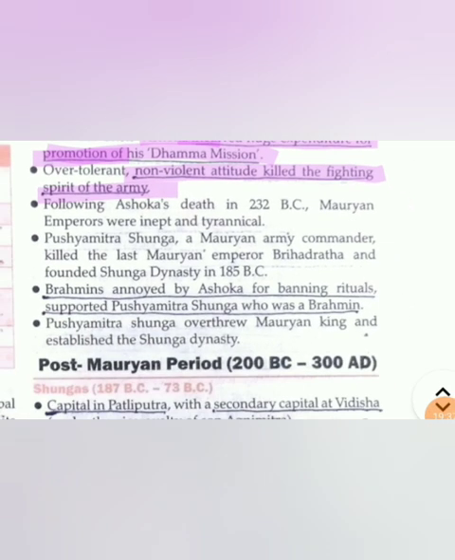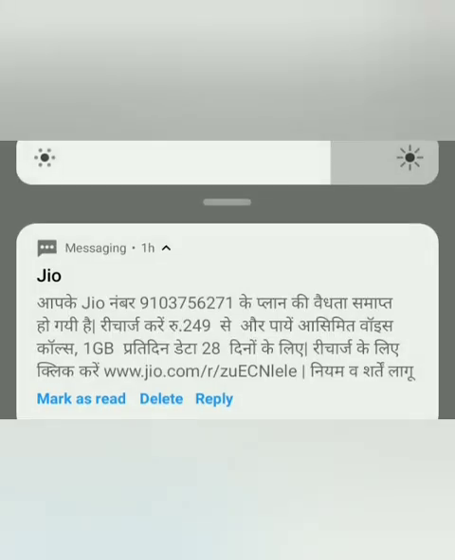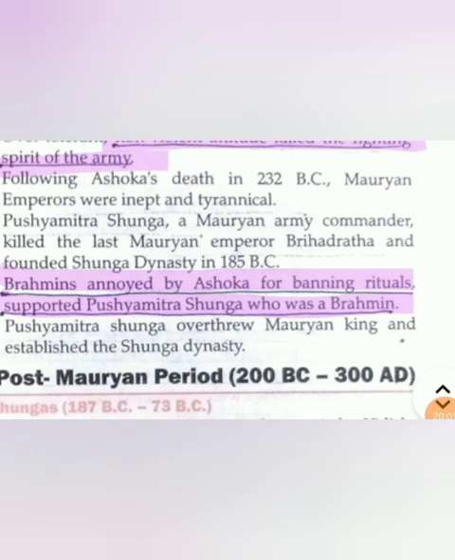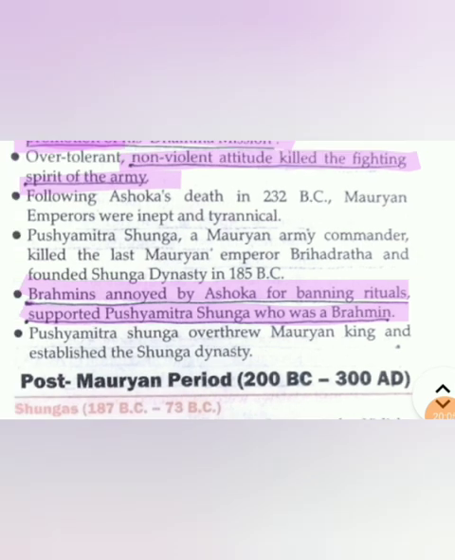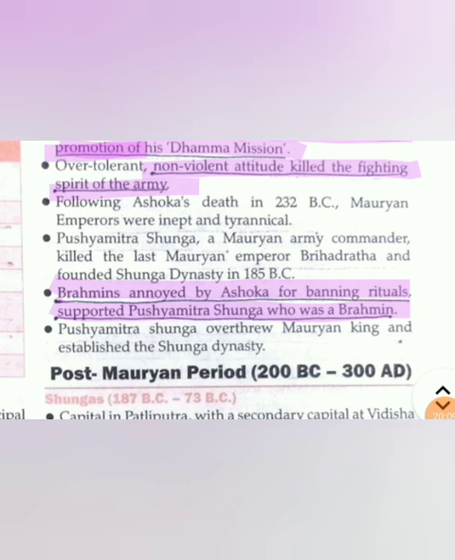Brahmins were annoyed, and the most important reason was that Brahmins, annoyed by Ashoka for banning rituals, supported Pushyamitra Shunga, who was a Brahmin. Basically, when Ashoka converted to Buddhism, he banned the unnecessary rituals, because in Buddhism it is stated that no unnecessary rituals should be there. So he banned the unnecessary rituals, practices and sacrifices. Some Brahmins did not support that. They were saying, why are you banning our rituals, it is our religion, our practices. So they did not support Ashoka and his Dhamma policy, but they supported Pushyamitra Shunga, who was a Brahmin.